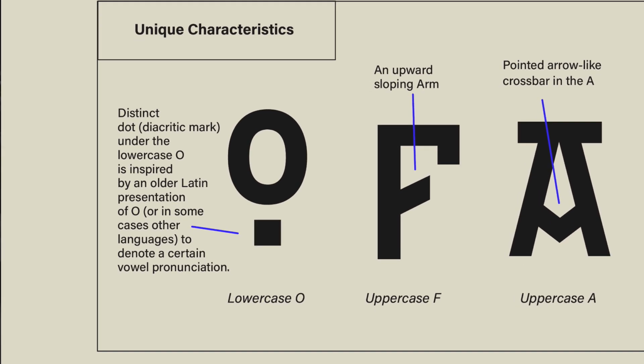The most unique character I found was the lowercase o. It has this little mark, and it's inspired by the older Latin presentation of o, or in some cases other languages, to denote certain vowel pronunciation. But it looks really interesting. It just throws you for a loop to have that little dot there below the o.